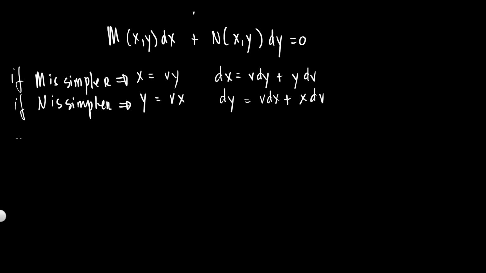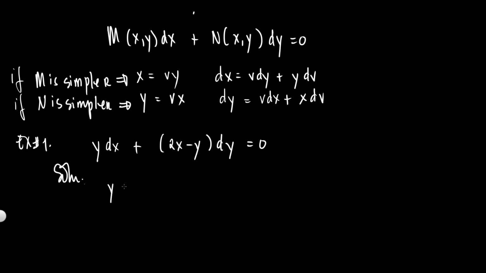Exercise 1 or example number 1. Find the general solution of this differential equation: y dx plus quantity 2x minus y dy equals 0. As you can see, hindi agad ito variable separable, so kailangan muna natin gumamit ng substitution dito. Solution, copyhin muna natin: y dx plus quantity 2x minus y dy equals 0.